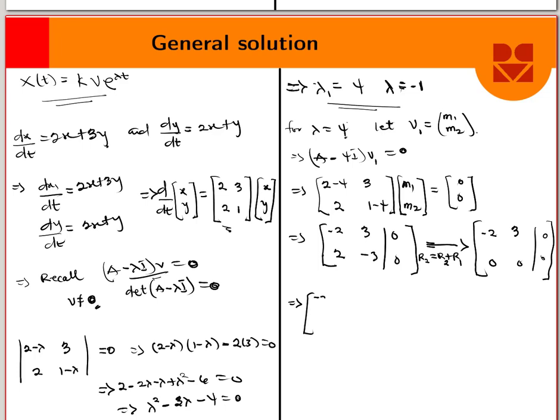We have -2 here, 3 here, 0, 0 here. We have our m1 here, m2 here. This should be equal to 0, 0. So which means that if we rewrite this in equation form, we would have -2m1 plus 3m2 should be equal to 0.